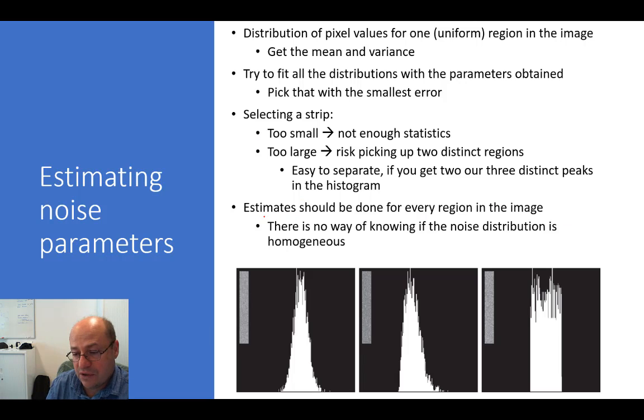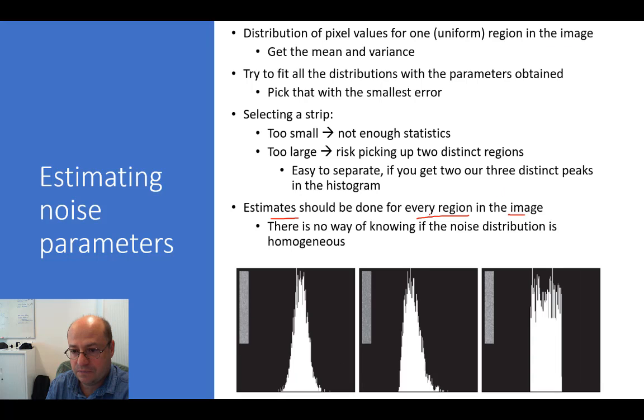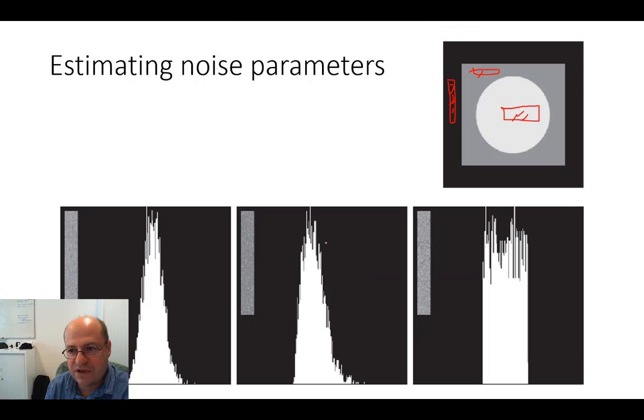And if you want to get a very good reconstruction, you have to get estimates from every region in the image. So you should get one estimate here, one estimate there, one estimate there, right? Because there is no way of knowing if the noise distribution is homogeneous throughout the image. You may have a distinct noise distribution here that's totally different from that, and of course you may not. Okay, you can make your method as complex as you wish, depending on, again, your applications.